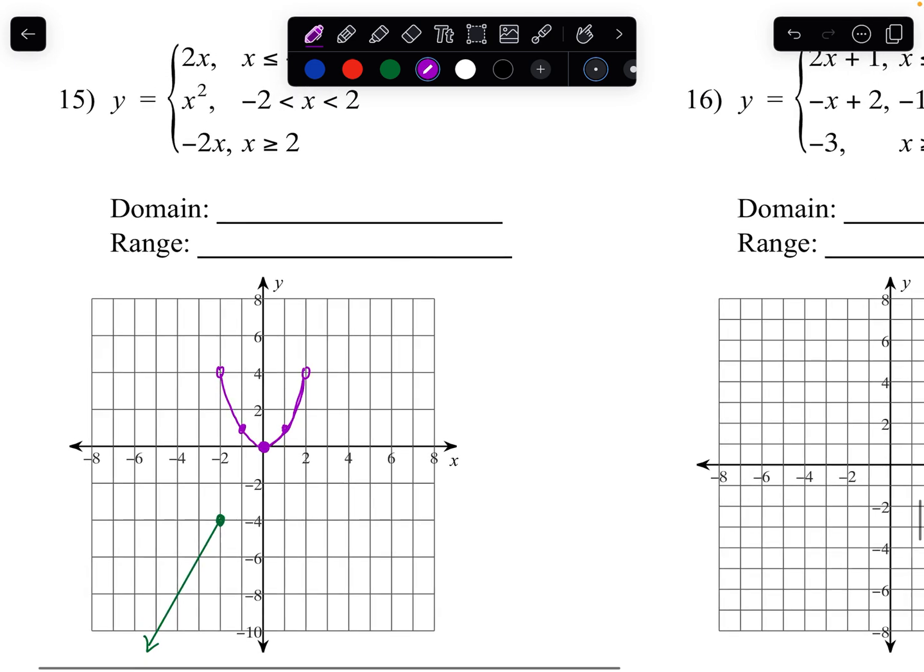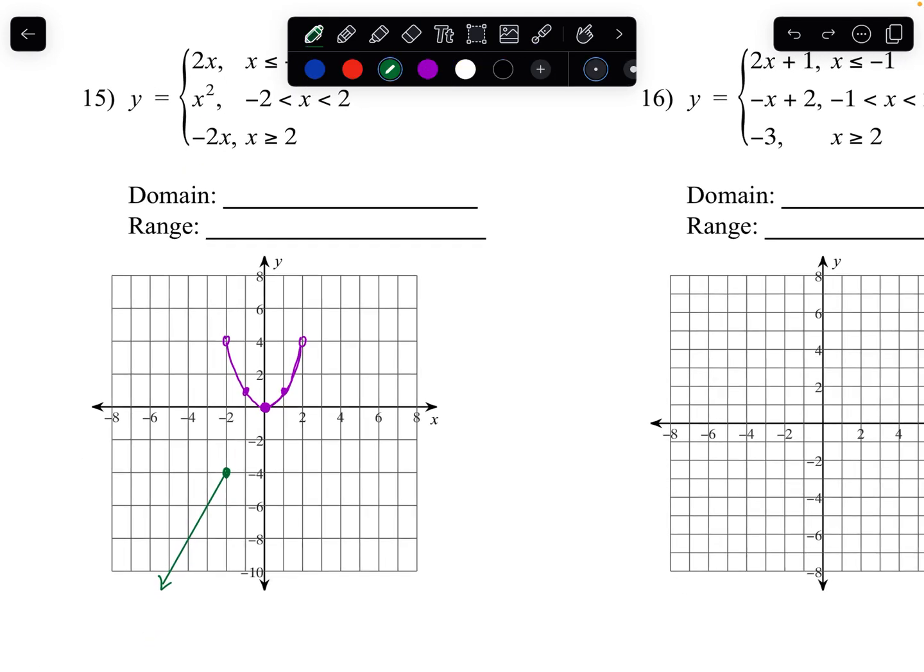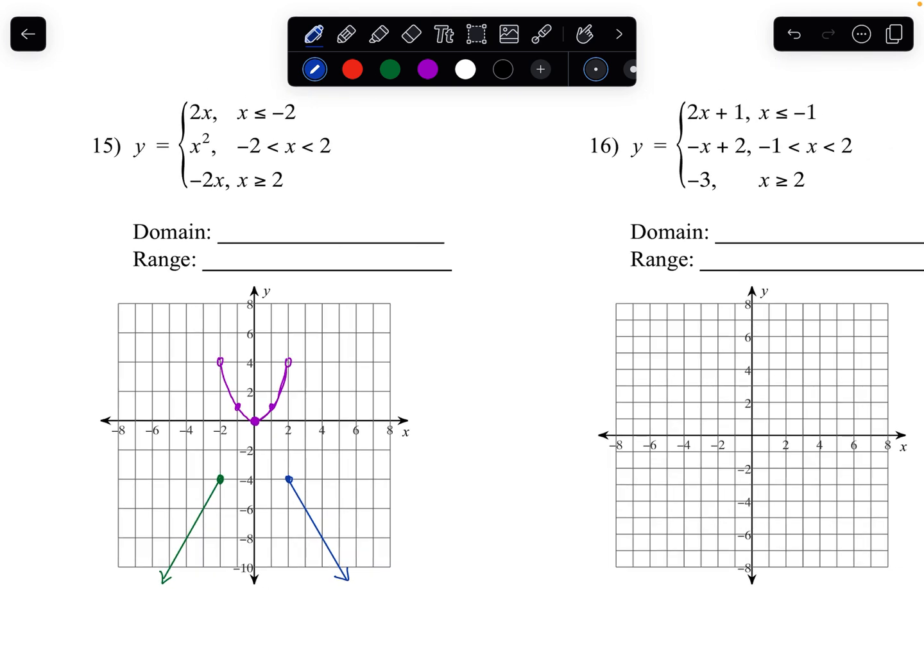Okay? And then for our last piece, we have -2x. Now -2x, it's just going to be the same as this graph, but going down this way. And so, just really quickly, I'm going to draw that. That's going to be a closed circle here. And then going down like that. So that's what this function is going to look like.